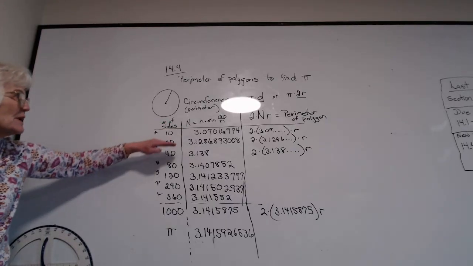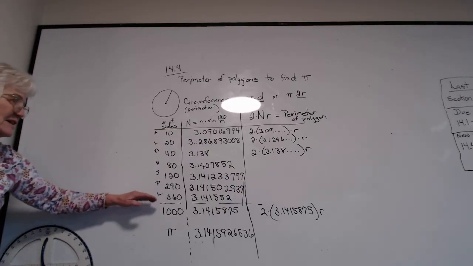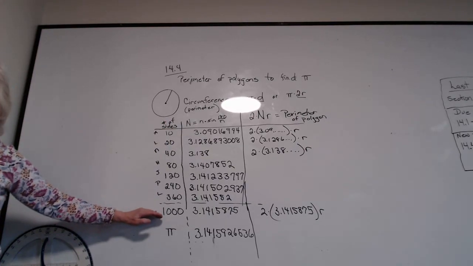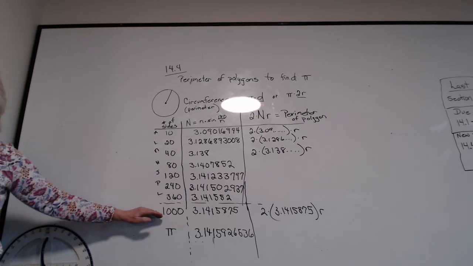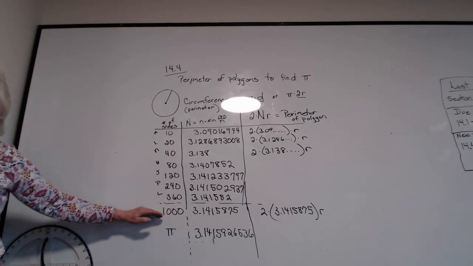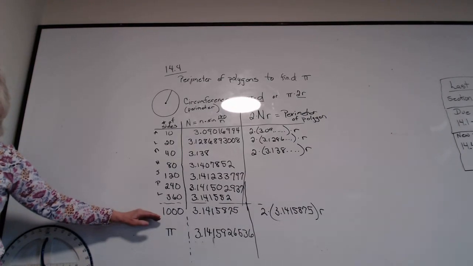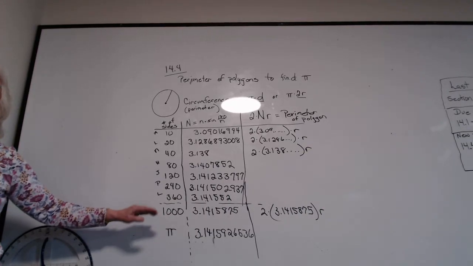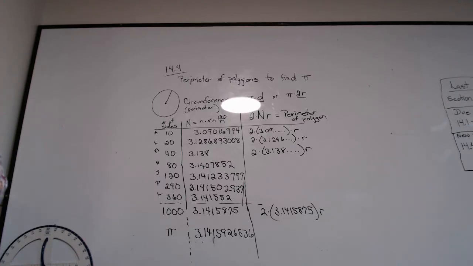What do you notice about these numbers as the sides get bigger? It gets closer to pi. Pi, okay? Why do you think that would be true? As the number of sides gets bigger, why is it getting closer to pi? Because a circle has like an infinite number of sides. A circle has an infinite number of sides, okay?